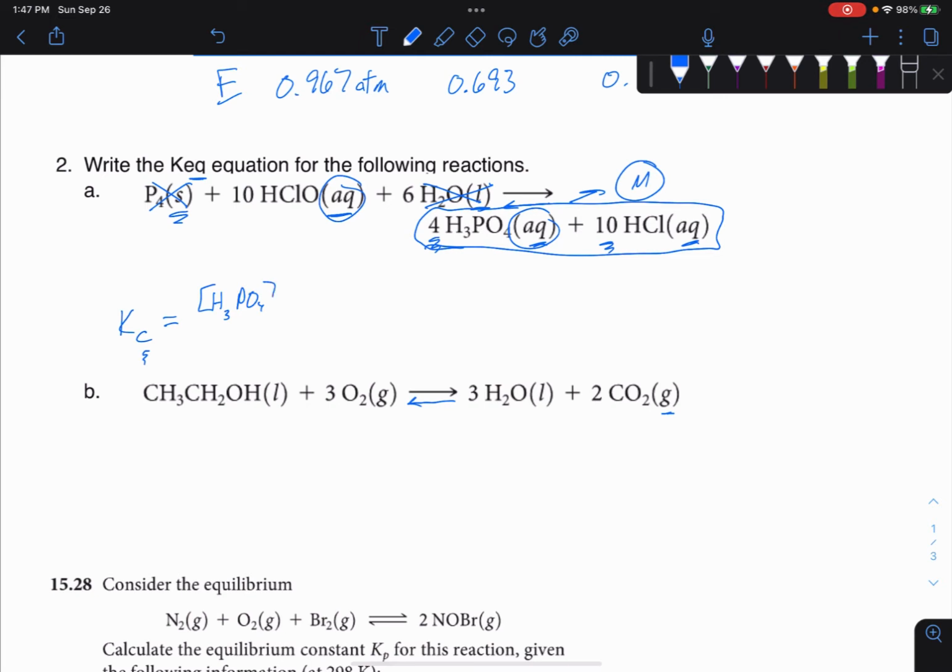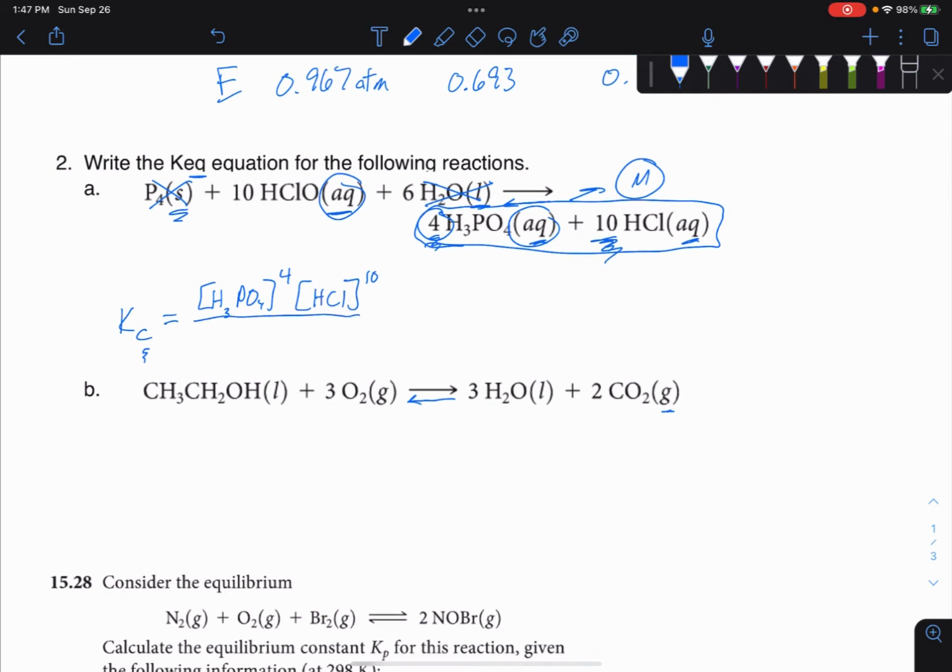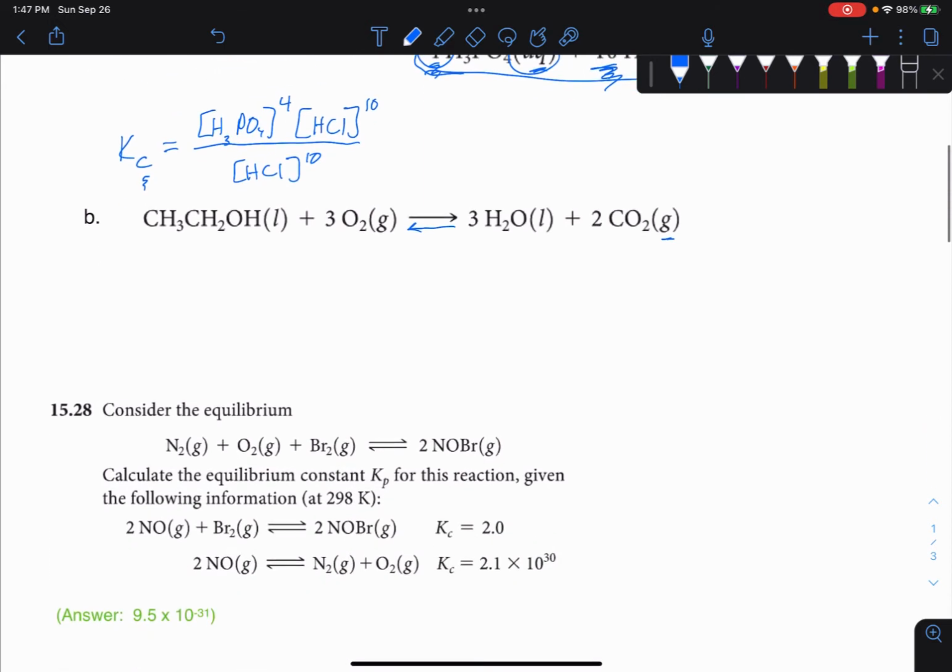So we got phosphoric acid, and since it's 4 on the molar coefficient, it's going to be raised to the 4 in the formula. Hydrochloric acid is now going to be raised to the 10th power, since it's 10 on the molar coefficients. And then the only reactant is the hypochlorous acid there, and that's going to be raised to the 10th power as well because of the molar coefficients there. And that's it. There's nothing else to do with it.